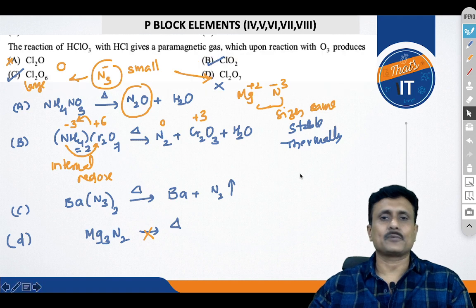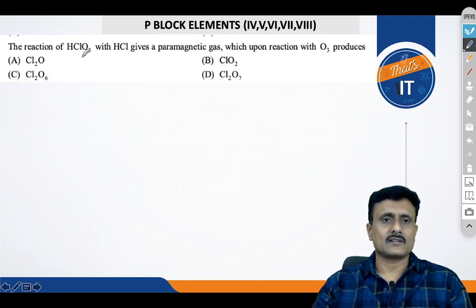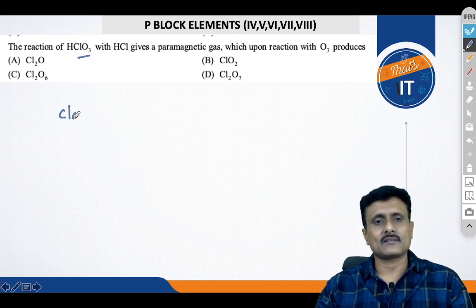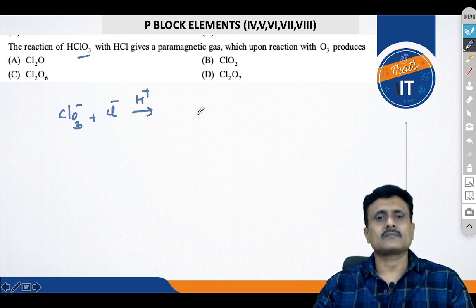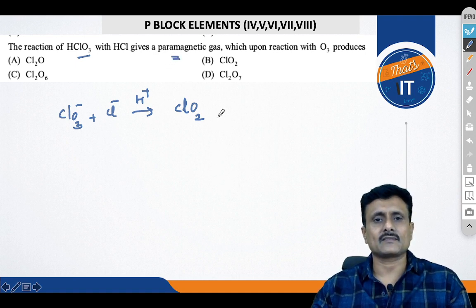Alright, hope you are following. Let's see the next question. You can see that you are given the chlorate ion reacting with chloride under acidic conditions. You know, a very important reaction. You will be getting what? ClO2. This is a paramagnetic gas.